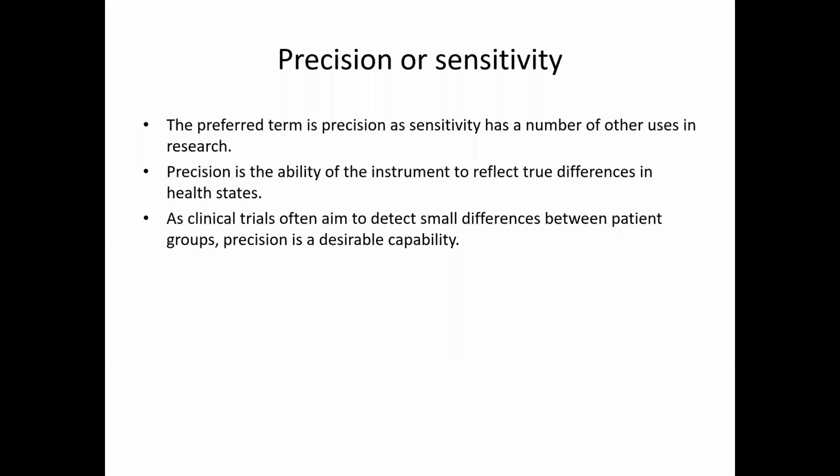Yes, sir. Precision or sensitivity. The preferred term is precision, as sensitivity has a number of other uses in research. Precision is the ability of the instrument to reflect true differences in the health states. As clinical trials often aim to detect small differences between patient groups, precision is a desirable capability. Next, precision is based on sensitivity.